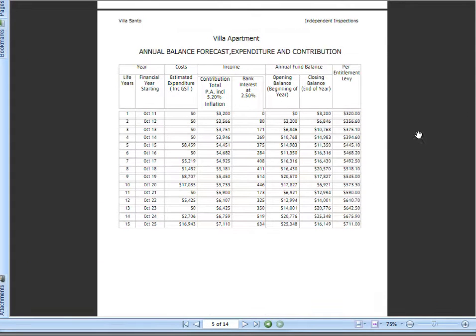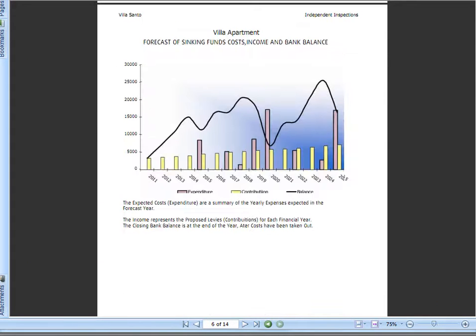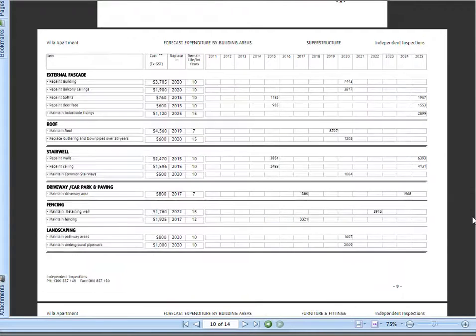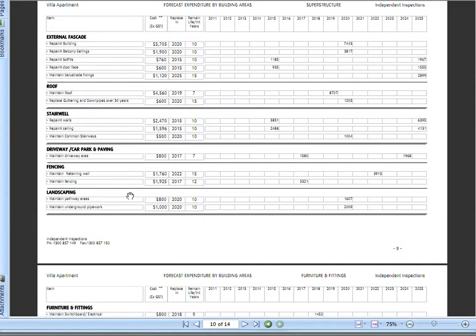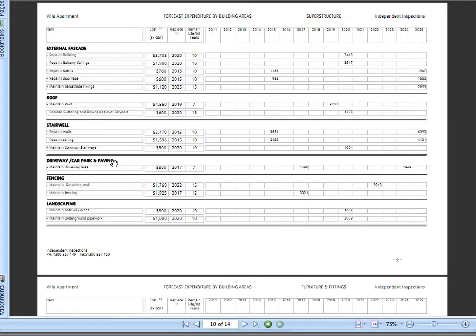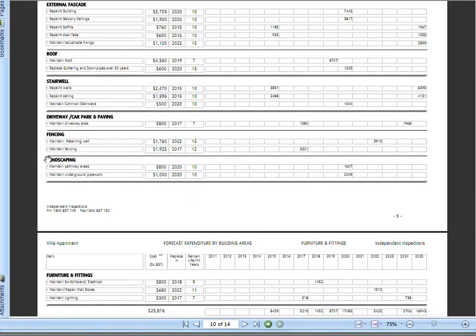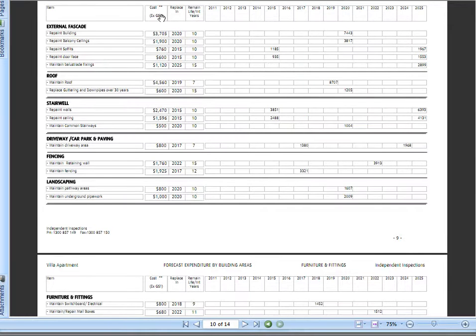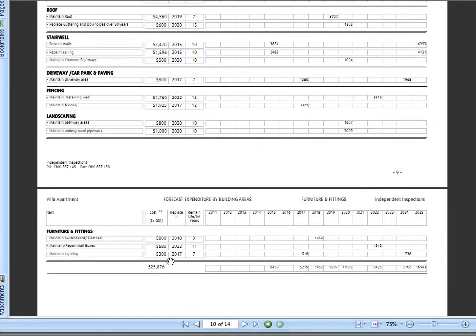So we know there's our budget, that's fine. There's our graph to see where we sit. We've got our yearly expenditures. Okay, so this is some more of the nuts and bolts of that forecast. So we're looking at external facade, so that's painting the outside, roofing, stairwell, driveway area, fencing, landscaping, fixtures and fittings. Okay, so if we were to do all those items now, that's $25,000 worth of those items.